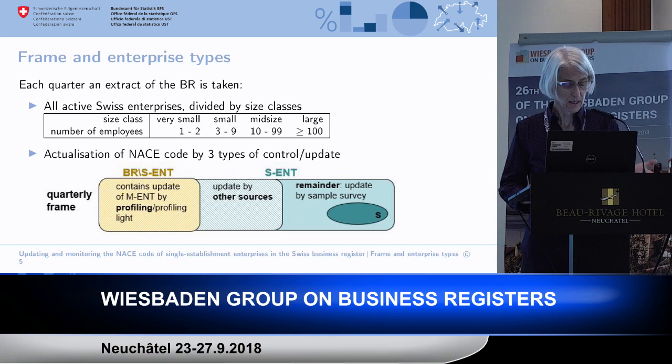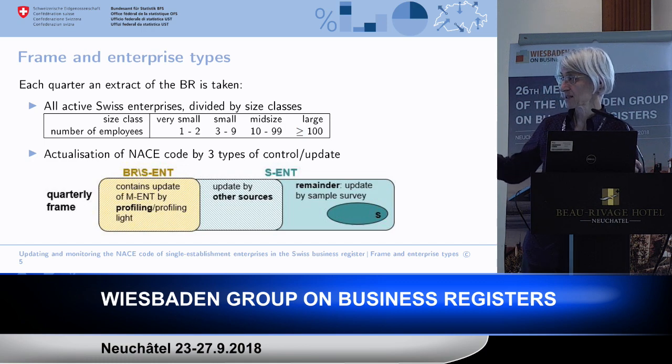And then the left part is the business register without the single establishment enterprises, a little bit simplified. It contains the multi-establishment enterprises whose NACE code is updated by profiling. In the following, I focus on the remainder part with the sample survey. But keep in mind these 3 parts of a quarterly frame.